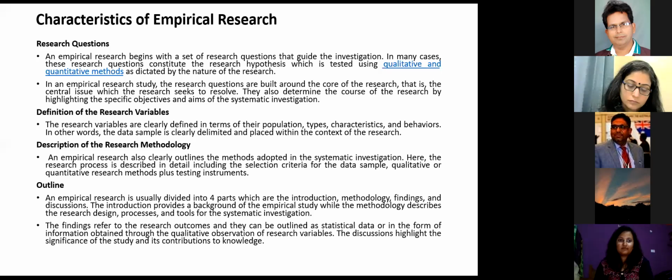Then, the definition of the research variables. The research variables are clearly defined in terms of their population, types, characteristics, and behaviors. In other words, the data is clearly delimited and placed within the context of the research.